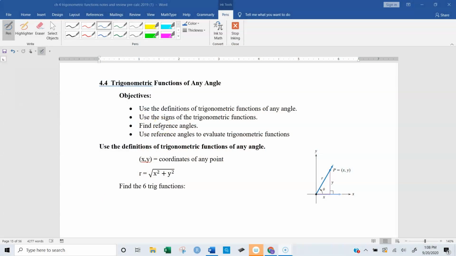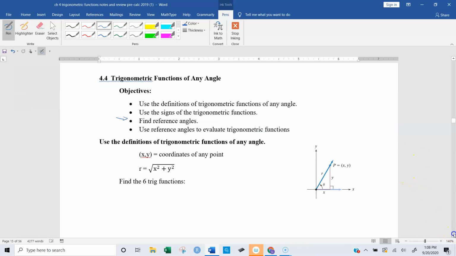Okay, we're going to use the definition of trig functions of any angle. We're going to use the signs of the trig functions, like positive and negative. Reference angle, this is actually just how do you get back to the x-axis. And the reference angle to evaluate trig functions. So how do we actually use those to help us out?